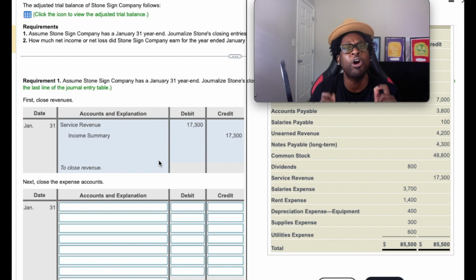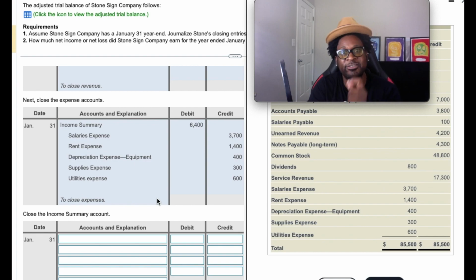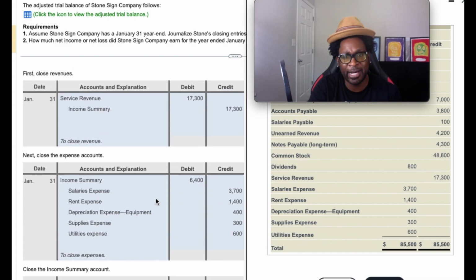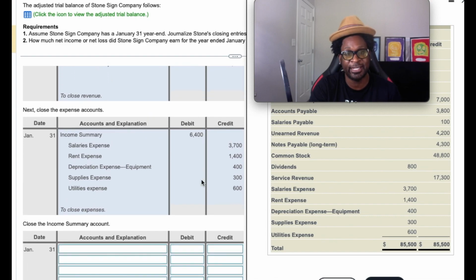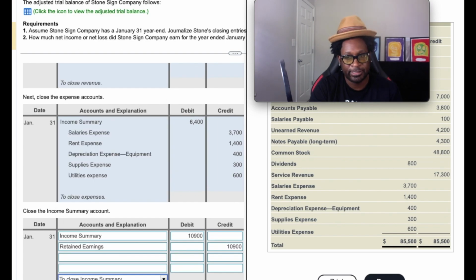Next, we're going to close out each individual expense account into income summary, and we're going to close out those expenses through a credit, and we're going to debit income summary for the total. We're going to check our answer. Well done, gang. Next, we're going to transfer our net income or net loss into retained earnings, and we're going to calculate that by subtracting our expenses from our total revenues for the period. So as we can see, we have a total revenue of $17,300 for the period, and we have total expenses of $6,400, which is going to give us a net income because our revenues are higher than our expenses. That particular net income will equal $10,900. Therefore, we're going to increase our retained earnings with a credit for $10,900 and debit income summary. We're going to check our answer.